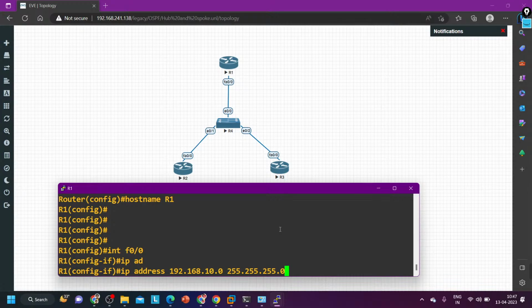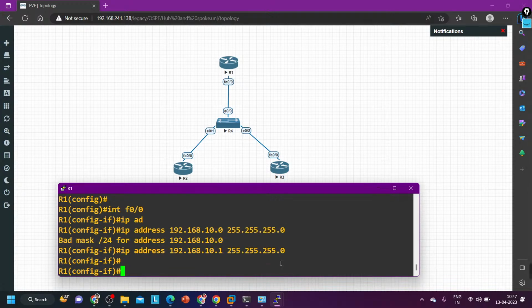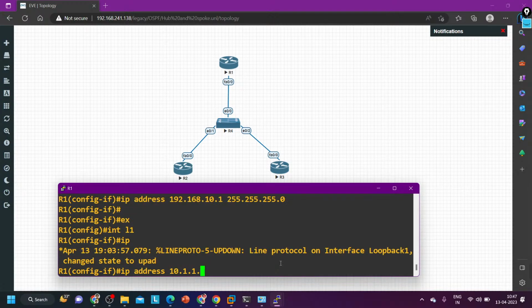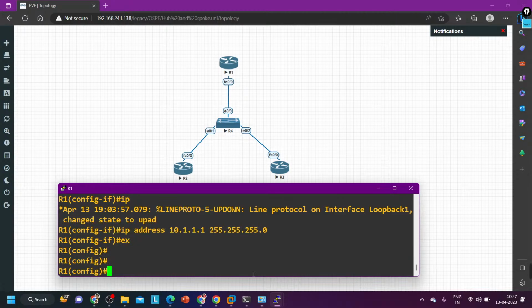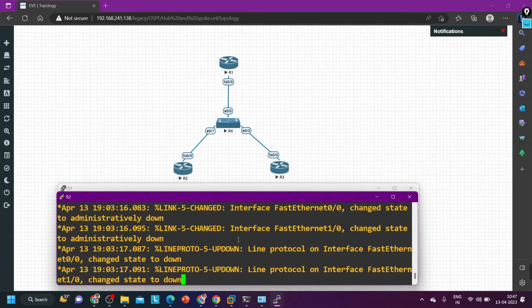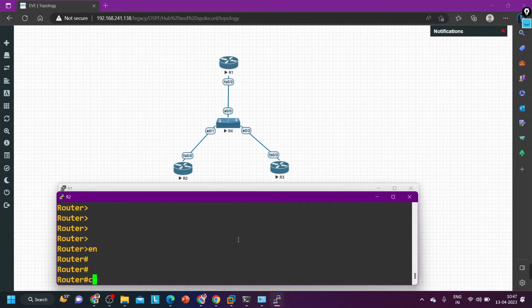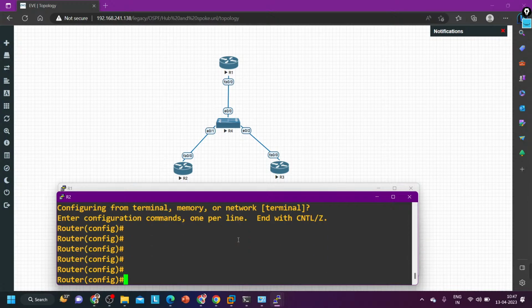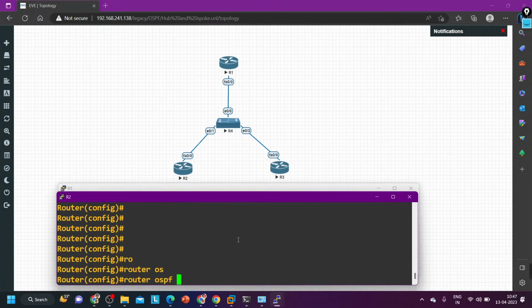Broadcast. Yes, broadcast. Right, now I am going to create one loopback, that is loopback 1, and the IP address is 10.1.1.1 255.255.255.0. Okay, IP configuration of router 1 is done. Let me write on router number 2, config T, hostname R2.